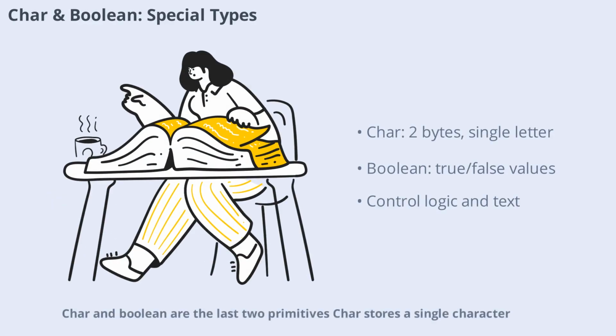Char and boolean are the last two primitives. Char stores a single character like A or Z and uses 2 bytes. It's useful for handling text one letter at a time. Boolean is even simpler. It only stores true or false using just 1 bit, though it often takes a byte in memory. These types are essential for controlling program flow and working with text. By understanding their roles, you can write cleaner, more efficient code.